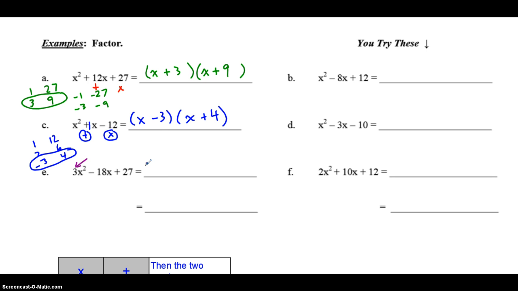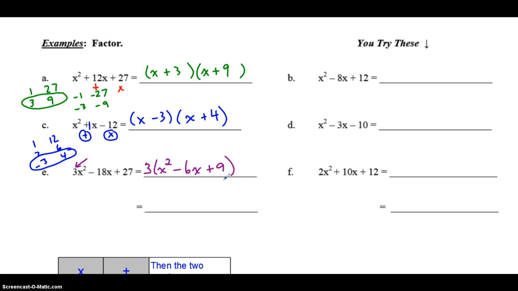So the first thing you're going to need to do, common factor out your 3. That leaves you with x squared, dividing out the 3, if you remember common factoring from yesterday. So 18 divided by 3, 27 divided by 3, like that. Then when you look in the bracket, what's left over is now a simple trinomial.